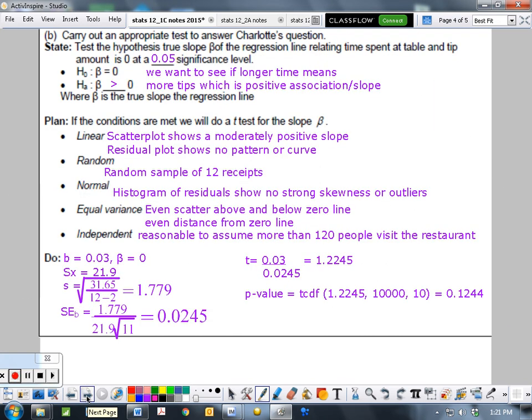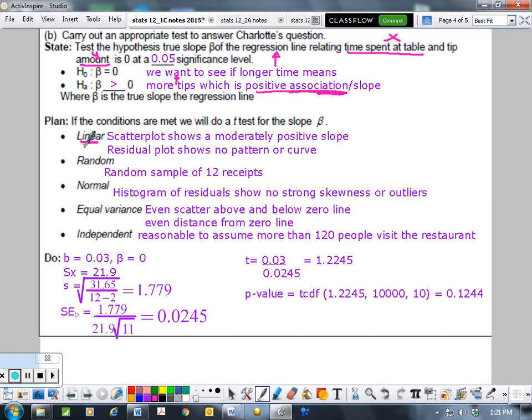So now we're going to carry out the appropriate test to answer Charlotte's question. So we're going to test the hypothesis that the true slope beta of the regression line relating time spent at the table, which is our x value, and tip amount, our y value, is 0 at a 0.05 significance level. So our null hypothesis: beta equals 0. Our alternative hypothesis: beta is greater than 0. Why? Because longer time, so increased time, increased tip, means a positive association or positive slope, which is bigger than 0. And then our plan, we go through linear.